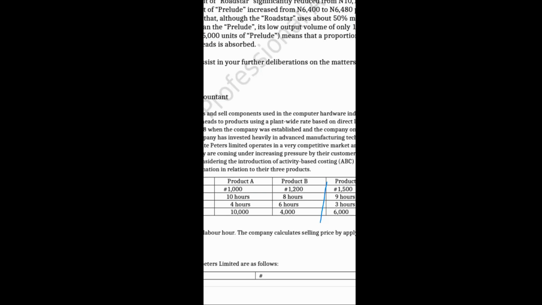So you can leave your solution A, go to working one. Calculation of overhead absorption rate per labor hour. Are we there, Esther, Biodun? Yes, sir. Now, overhead absorption rate per labor hour is equal to the total overhead cost divided by the total labor hours.